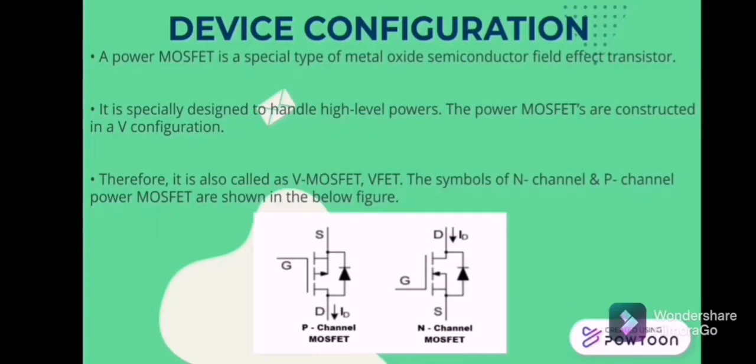Device configuration. A power MOSFET is a special type of metal oxide semiconductor field effect transistor. It is specially designed to handle high levels of power. Power MOSFETs are constructed in a V configuration. Therefore, it is also called a V MOSFET. The symbol of the N-channel and P-channel power MOSFET is shown in the figure below.